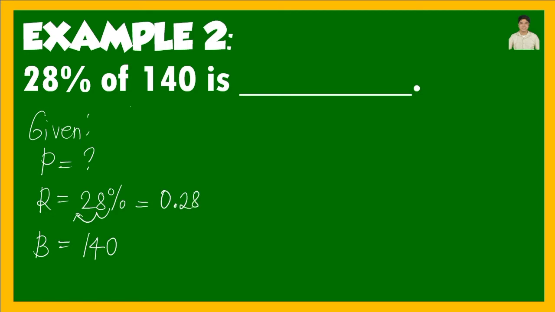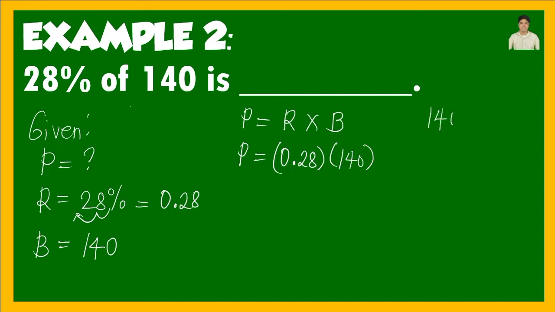And then the formula, P is equal to R times B, rate times base. That is 0.28 or 28 hundredths times the base 140. So, kailangan na yun natin i-multiply. Zero times 8, that is 0. 4 times 8, that is 32. So, we'll write 2 and then carry 3. 1 times 8, 8 plus 3, 11. Next, 2 times 0, that is 0. 2 times 4, 8. And then, 2 times 1, 2.